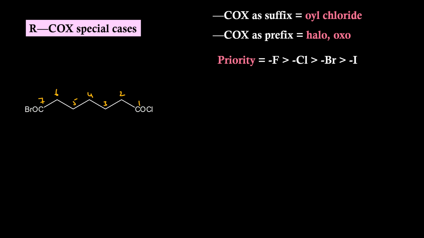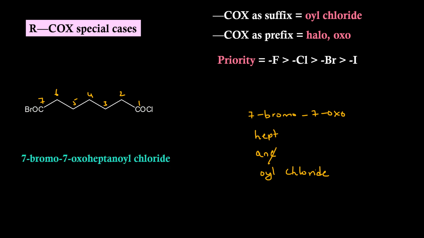Secondary prefix of the molecule will be 7-bromo, 7-oxo. Root word is hept. Primary suffix is ane. Secondary suffix is oyl chloride. We have to drop the E of primary suffix. So the IUPAC name will be 7-bromo-7-oxo heptanoyl chloride.